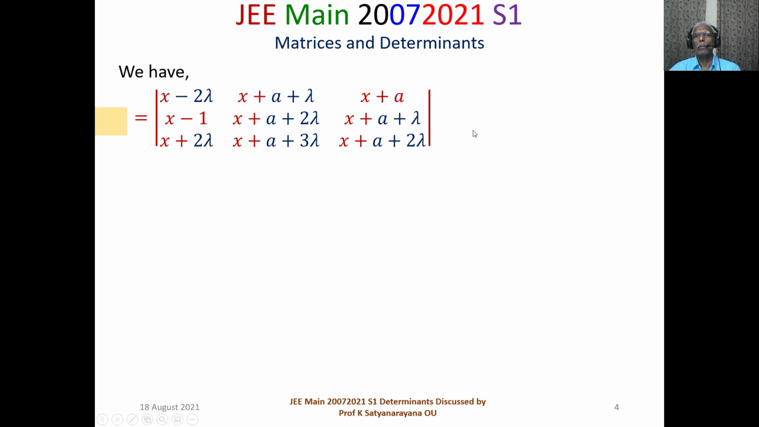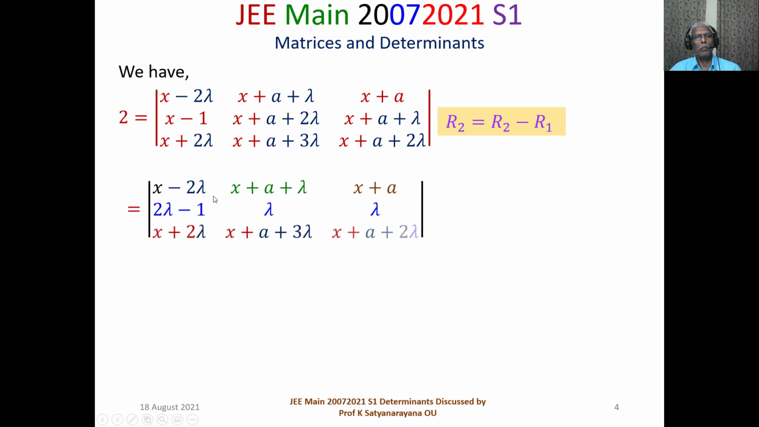So what I will do, I will subtract R1 from R2. Therefore, what is the equation? R2 is equal to R2 minus R1. From R2, subtract the elements of R1. So that will be equal to x minus 2 lambda.